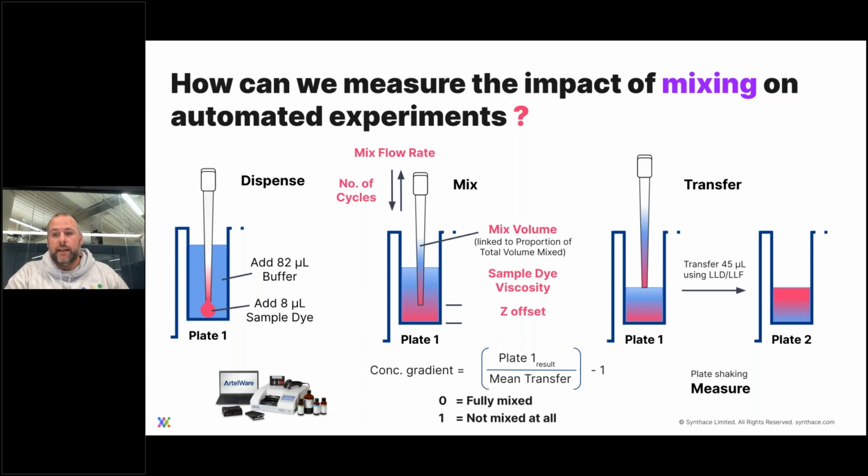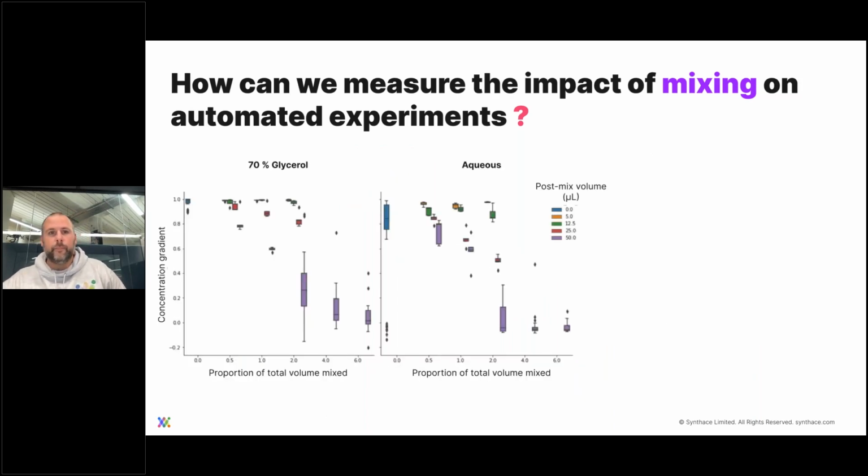If we had no mixing and all the dye remained at the bottom of the well in plate 1 after the transfer step, we would measure 8 microliters using the RTEL in plate 1. The mean transfer remains the same, so 8 divided by 4 is 2, subtracted by 1 is 1, and 1 represents no mixing. And so that is the concentration gradient metric we use to assess these different mixing strategies. It's also the hardest part of the talk. So let's look at some more results.